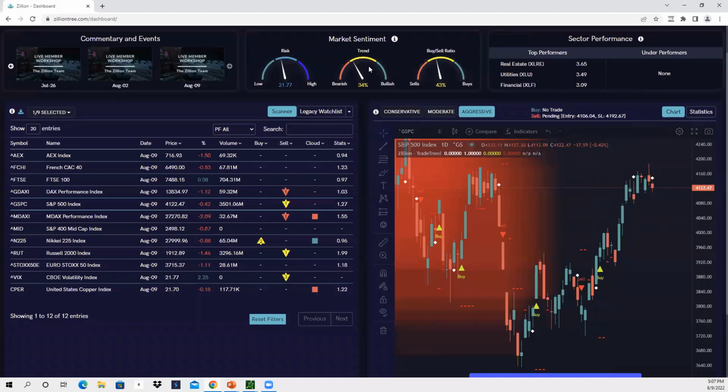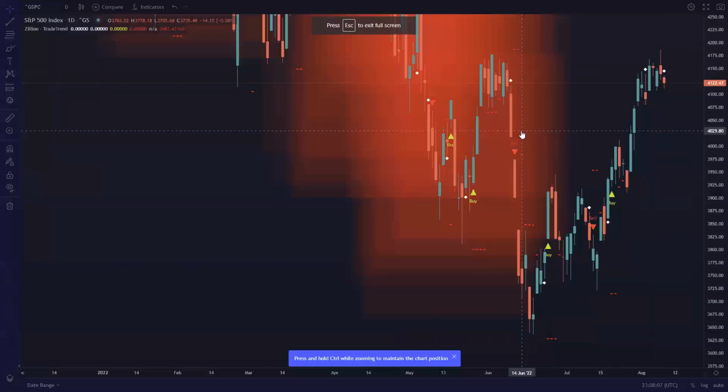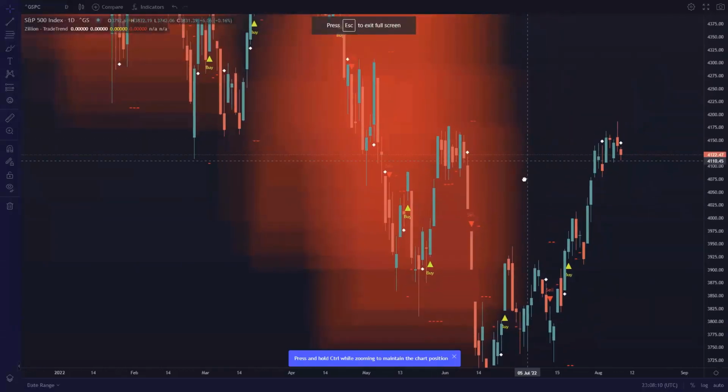Trend is also in the mid-range, but more towards the bearish side overall. And our buy-sell ratio, same thing, in the mid-range of the gauge, but we have more sell signals currently in our database from the TradeTrend algorithm than we do buy signals. All right, so overall things are tilted towards bearish sentiment. And I think that will become clear as we look at the key levels that we're monitoring.